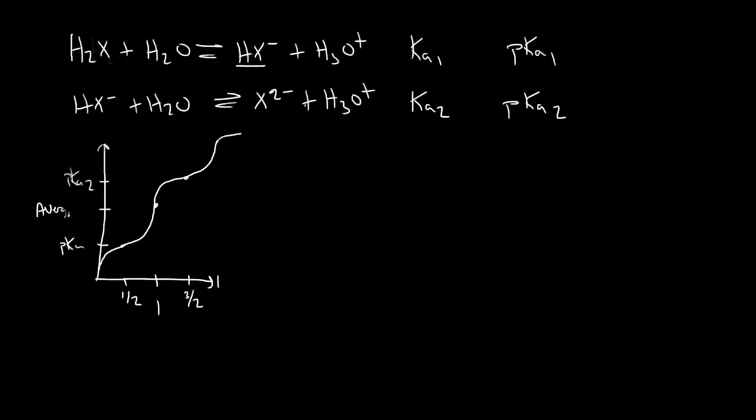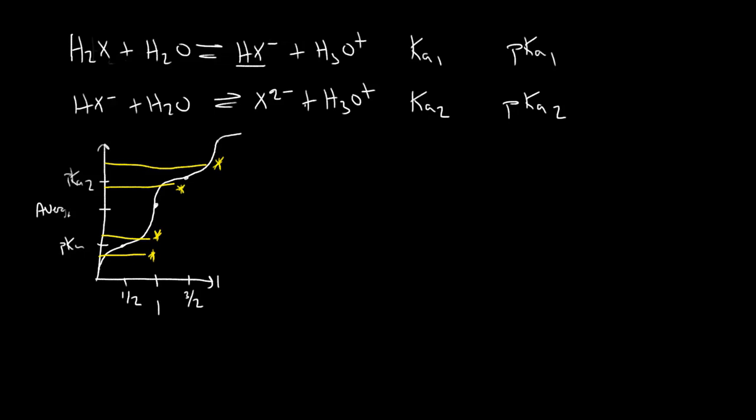So what I want to focus on in this video is thinking about the buffering aspects of polyprotic acids. So since we have two buffer ranges, that means this acid can serve as a buffer over two pH ranges, right? So we can serve as a buffer from one pH unit below our first pKa to one pH unit above, and then also we can center around our second pKa.